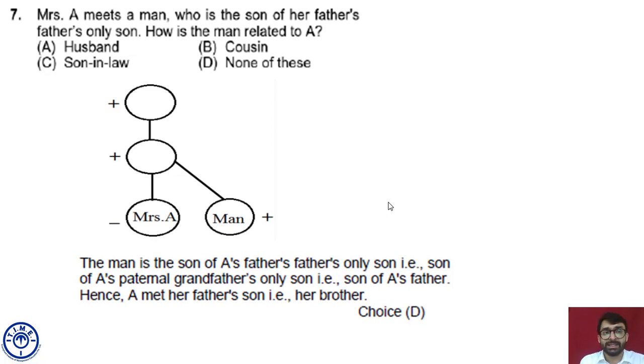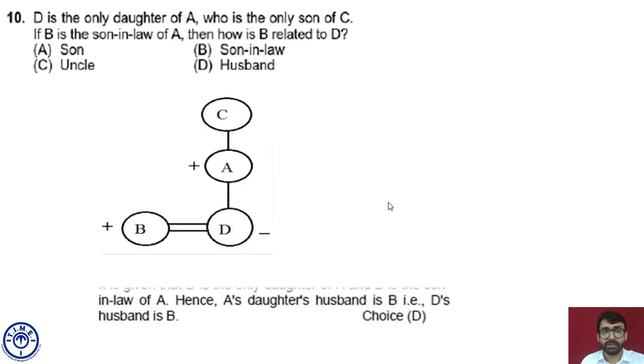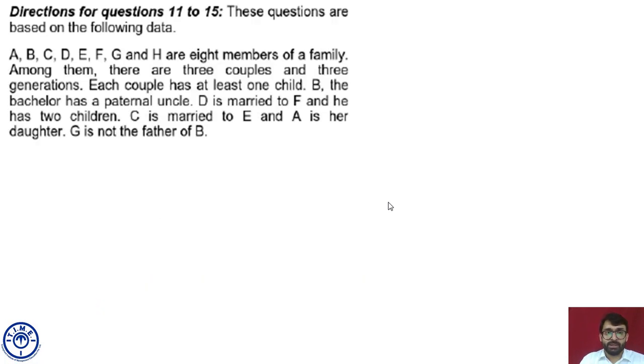Fine. So these are a few questions with which we can understand the diagram and its importance. Let's move to slightly bigger puzzles, which are going to pose a higher difficulty level. Let's go for question number 11 directly from your handout. It's a set of 5 questions, 11 to 15. What is mentioned in the question? A, B, C, D, E, F, G, H. There are 8 members of a family.